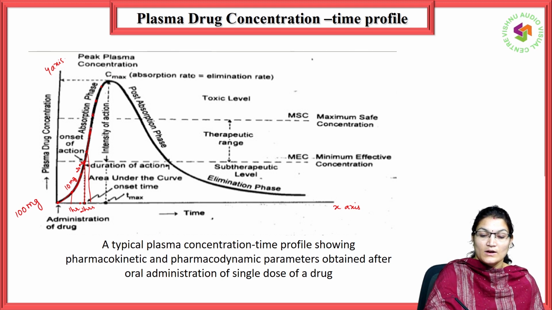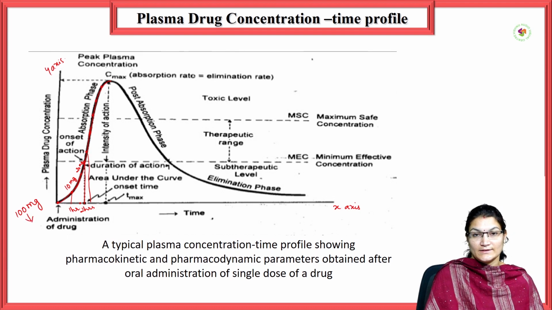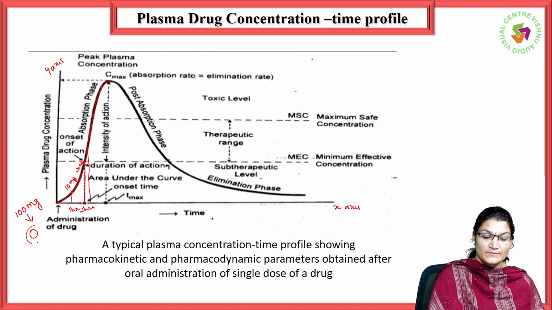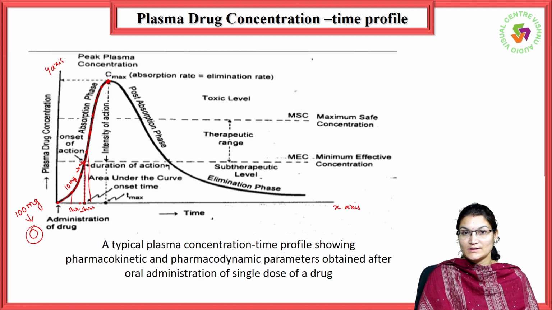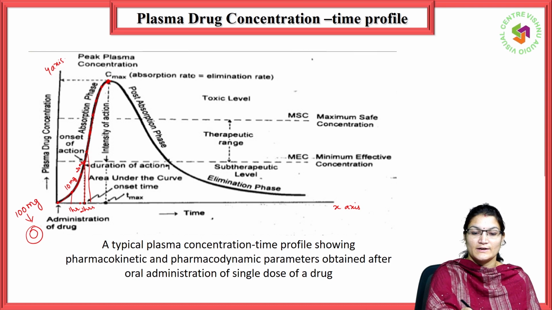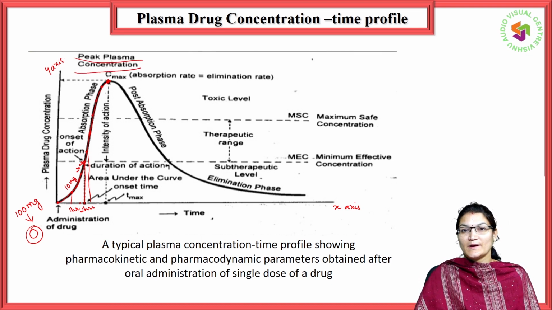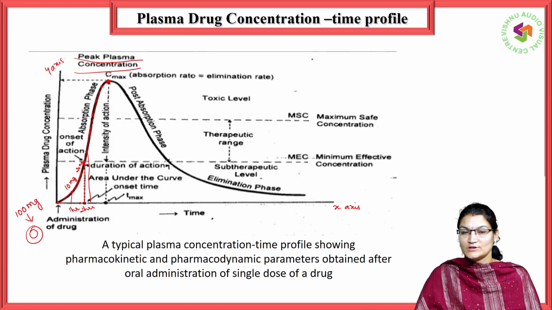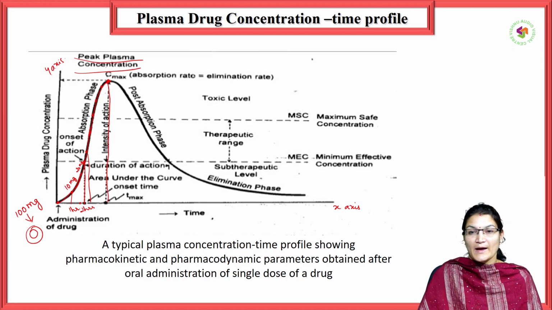The drug gets absorbed until it is no longer available at the site of administration. Once the 100 mg of drug becomes 0, it reaches systemic Cmax, that is the highest concentration in the systemic circulation. We also call it peak plasma concentration. Cmax is the amount of drug available at its highest concentration in the plasma, and that time is considered as Tmax.